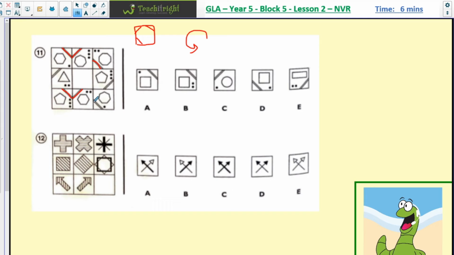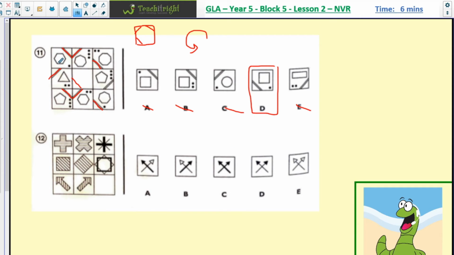Let's just check. Top right. Oh, yeah, I've definitely spotted a pattern. Top right, top left, bottom left. So let's do the same rule. Top left, rotating around, bottom left. And actually, if I look now, there's only one shape that fits. Well, hopefully that was quick.